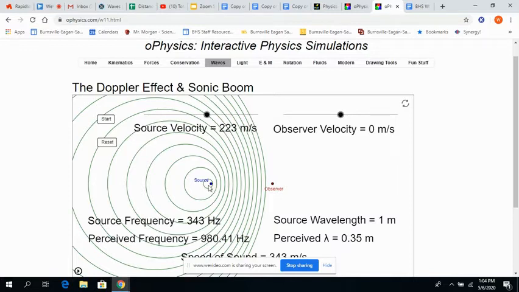So, as the source is moving towards an observer, what you hear as the observer is the shorter wavelengths, which of course means higher frequencies. You see, perceived frequency is way up. The actual source frequency is 343 hertz, way up high, the perceived frequency. Okay, why? Because the waves are getting squished together. You like that scientific term, squished? The waves are getting squished together out in front of the source and elongated behind the source. So what you hear is a higher frequency.